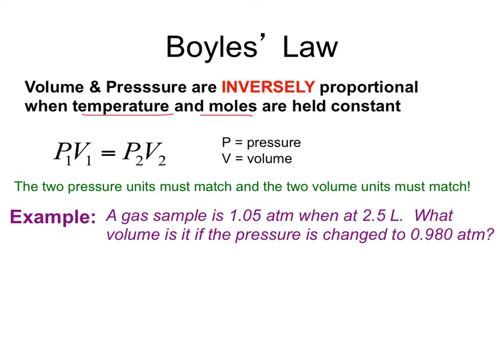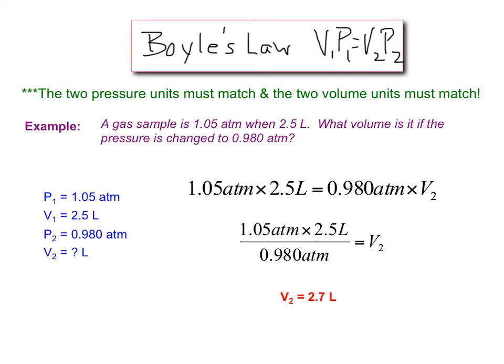Let's take a look at the first problem here. A gas sample is 1.05 atmospheres when at 2.5 liters. What volume would it be if the pressure was changed to 0.980 atmospheres? So we're going to use the equation V1 times P1 equals V2 times P2, because the only information given to me are pressure and volume.